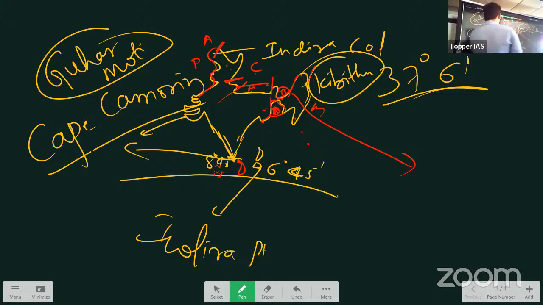Okay, so there is one line here. What is that line called? LAC, Line of Actual Control. LAC is a de facto line that is not an international boundary. It is a de facto line which was drawn after an agreement, when China attacked India in 1962. So after the ceasefire agreement, this line has been drawn.